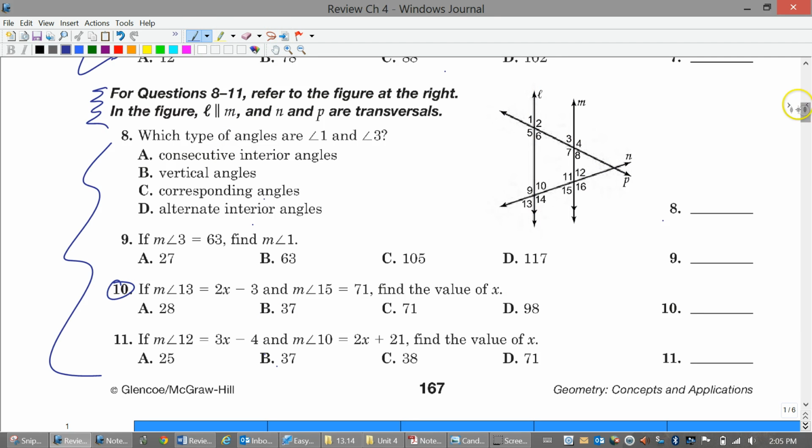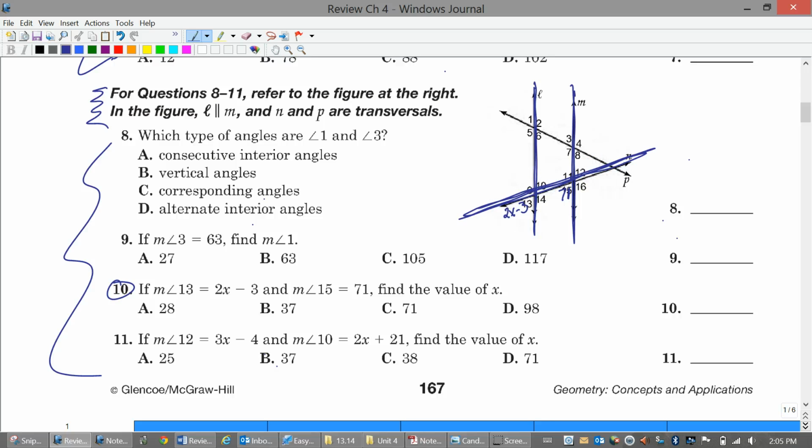Okay, 10 and 11. So measure of angle 13 being 2x minus 3. Measure of angle 15 being 71. Again, if you're having trouble with this, highlight the lines that are parallel, or the lines that you think are parallel based off the information given. And then try to highlight the transversal that's part of it.